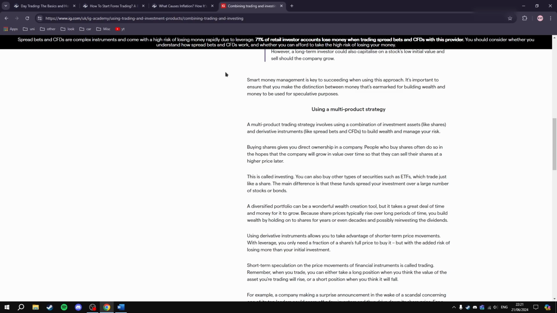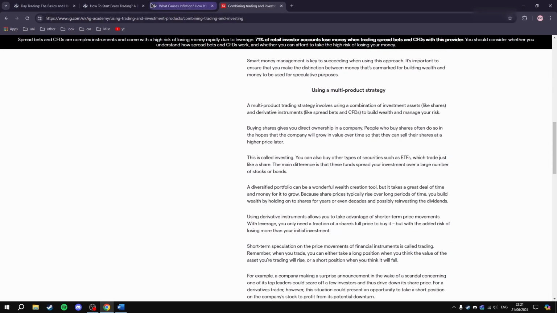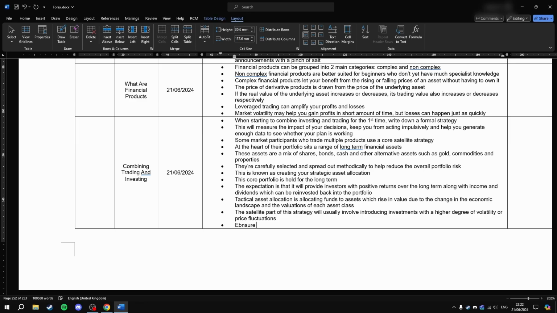Smart money management is key to succeeding when using this approach. It's important to ensure that you make the distinction between money that's earmarked for building wealth and money that's used for speculative purposes.